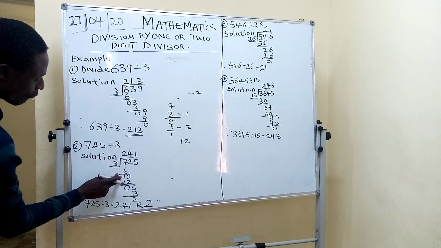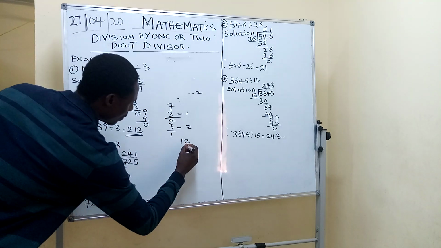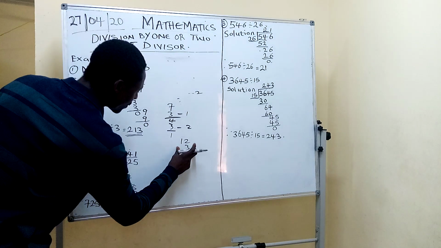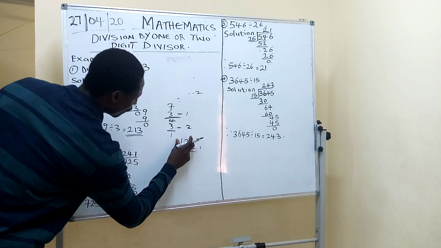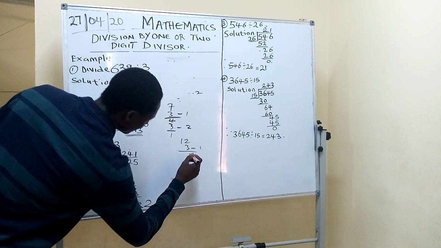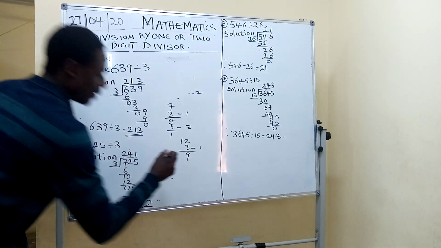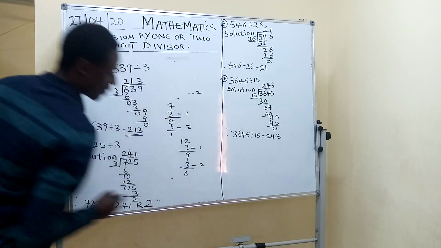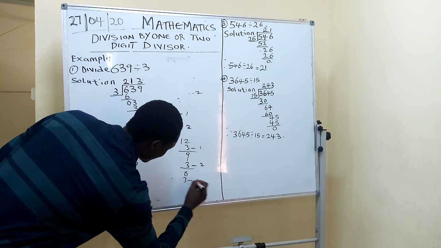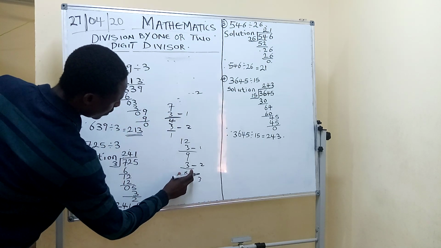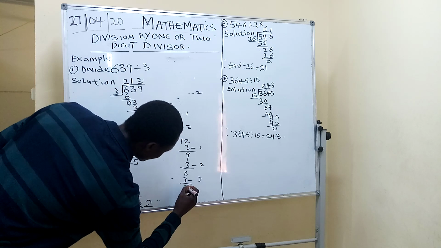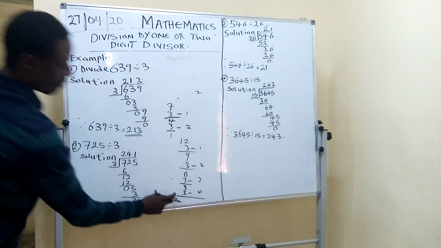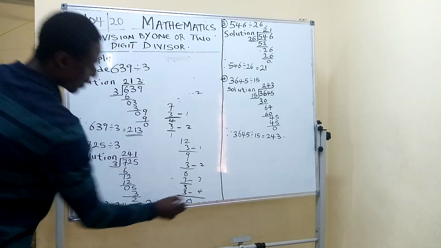How many 3 can we find in 12? You remove 1. 3 removed from 12, we have 9. 2. 3 removed from 9, we have 6. 3 removed from 6, we have 3. Now 4. 3 removed from 3, we have 0.